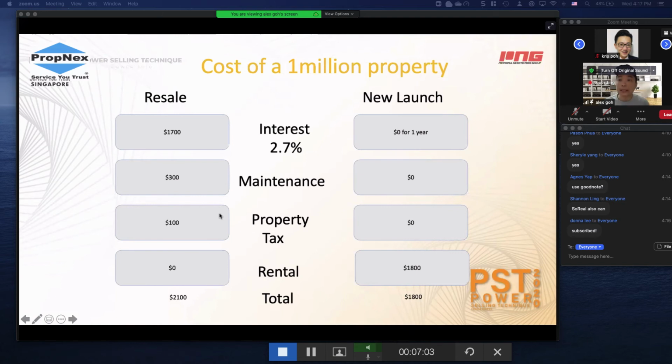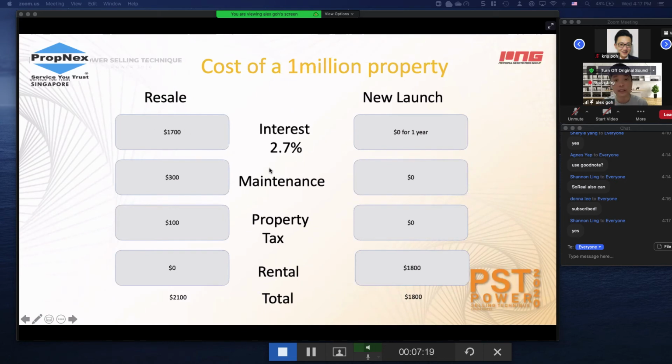So why don't they want to rent? First thing is inconvenience. That one we cannot solve, that one is really up to them. Second one is there's a rental cost every month, so they feel that it's a waste of money. Okay, so now we are going to talk about the numbers first.